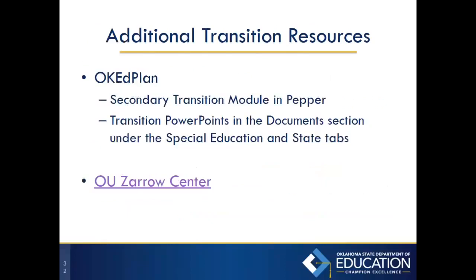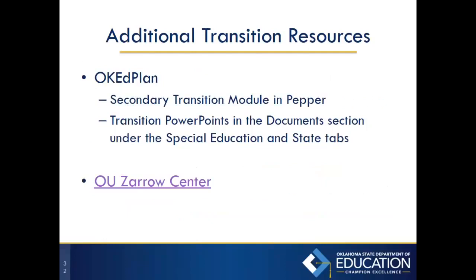Some additional resources. In OK Ed Plan, we've been trying to post some more resources there because special education teachers are in it almost every day or daily. So we've been trying to put some things there. We have a secondary transition module in Pepper. It covers all of the Indicator 13 components that we went over today in 30 minutes, but it's in much greater detail, and you can work at your own pace. There are examples in that module, so if you haven't checked that out, you might want to check that out.